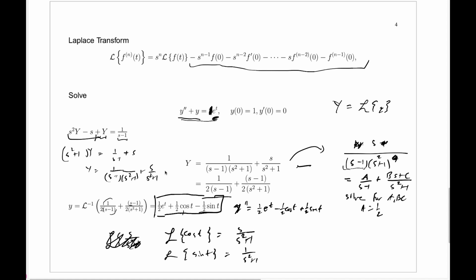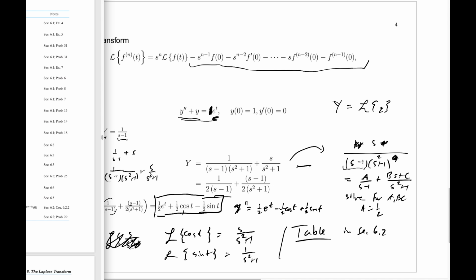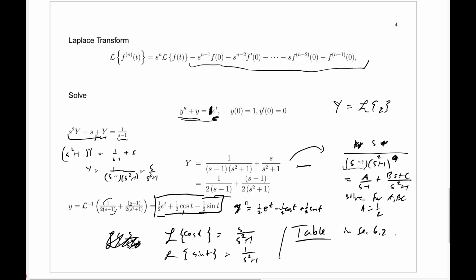And I want to bring your attention to the table. You should all look this up and make sure you're spending time familiarizing yourself with everything. This is the table in section 6.2. I believe it's on page 321. And it contains lots and lots of different Laplace transforms of commonly used functions.